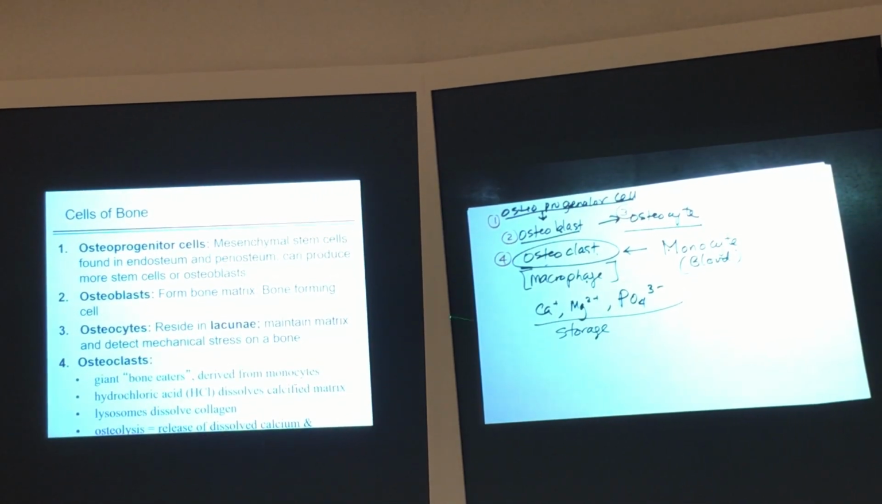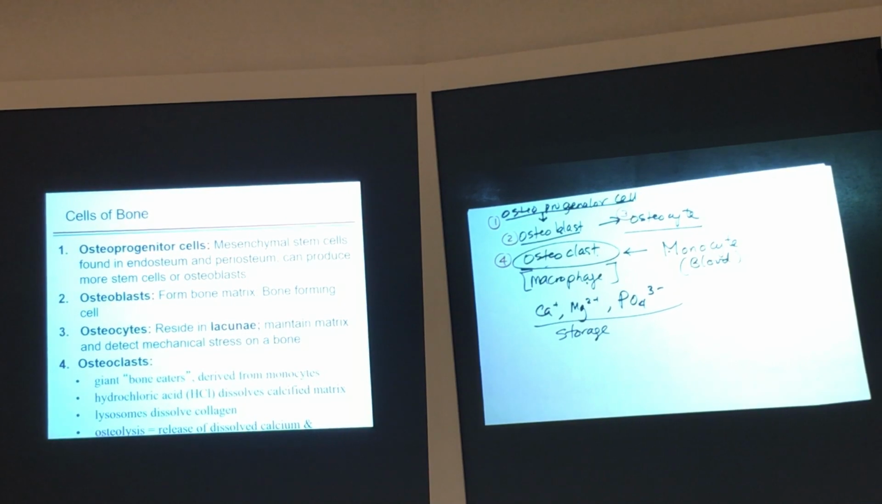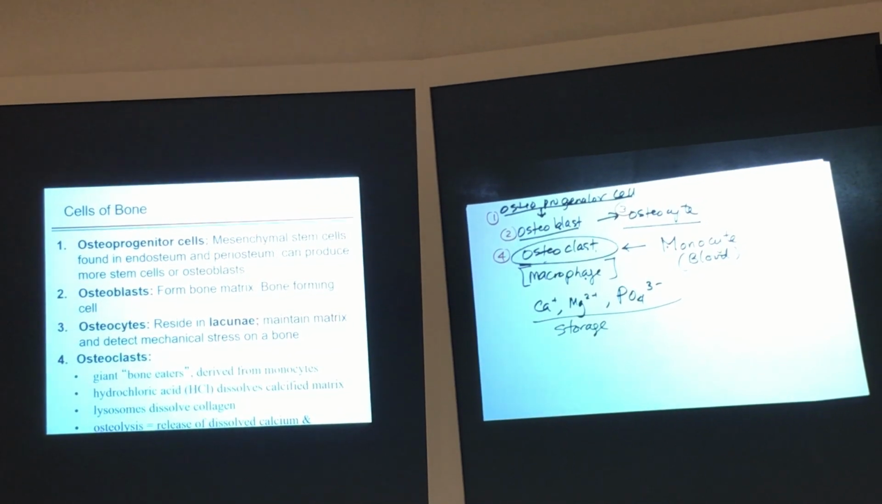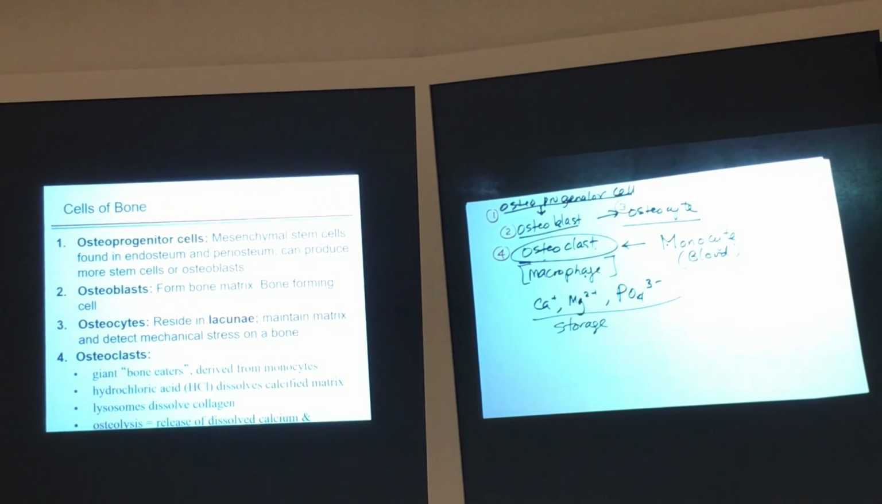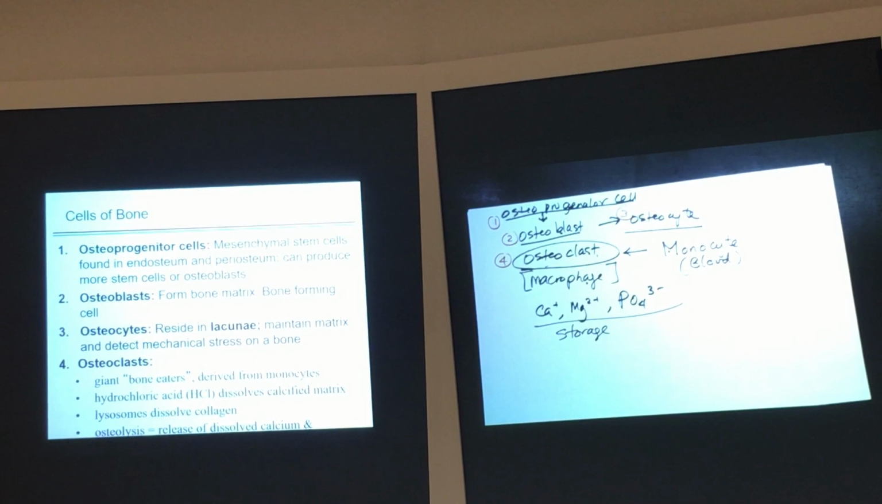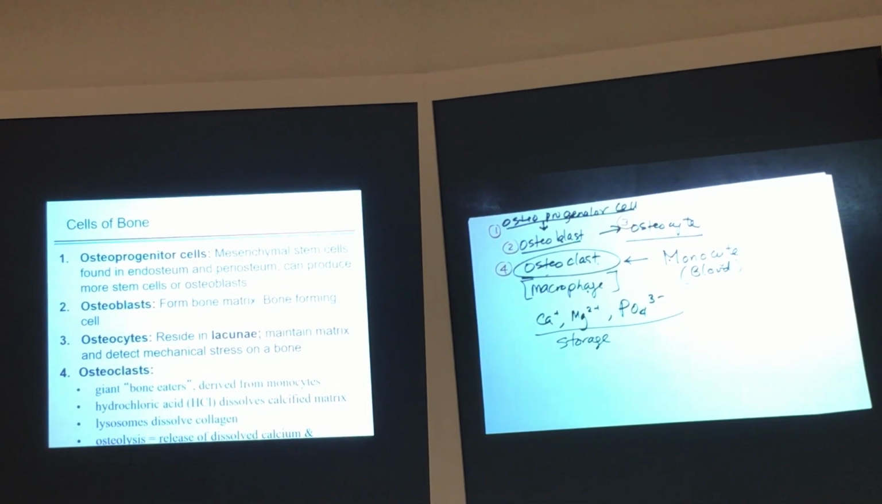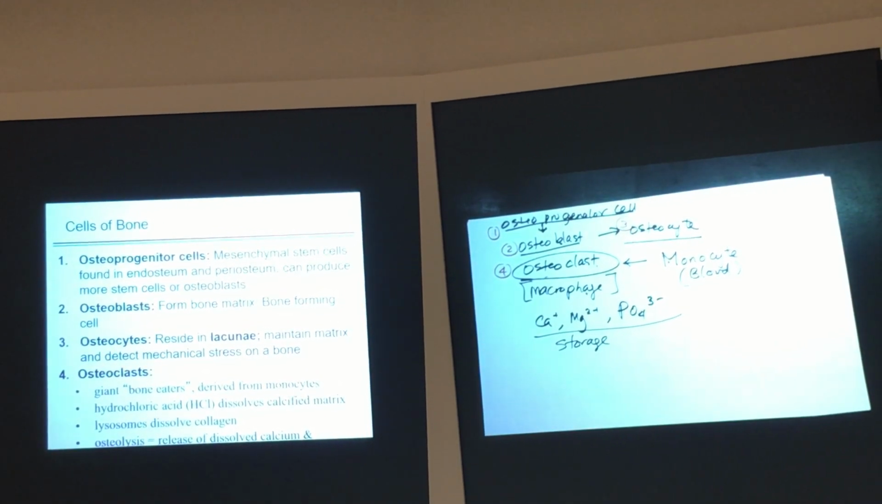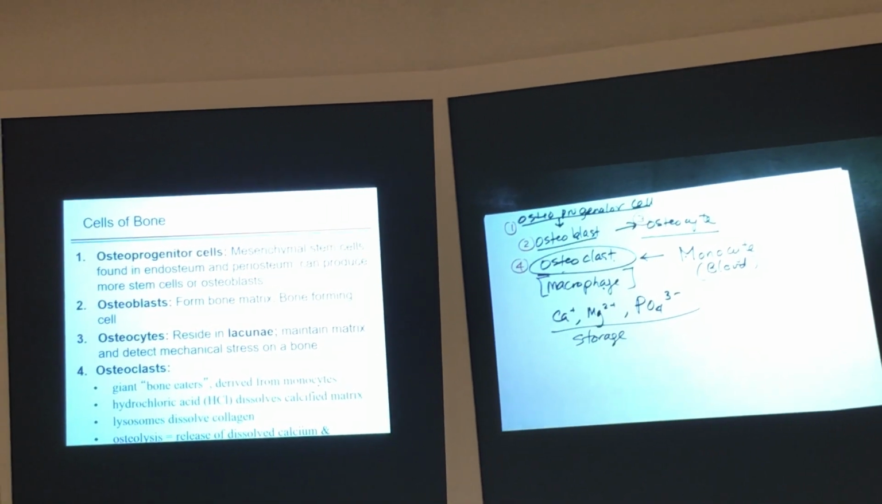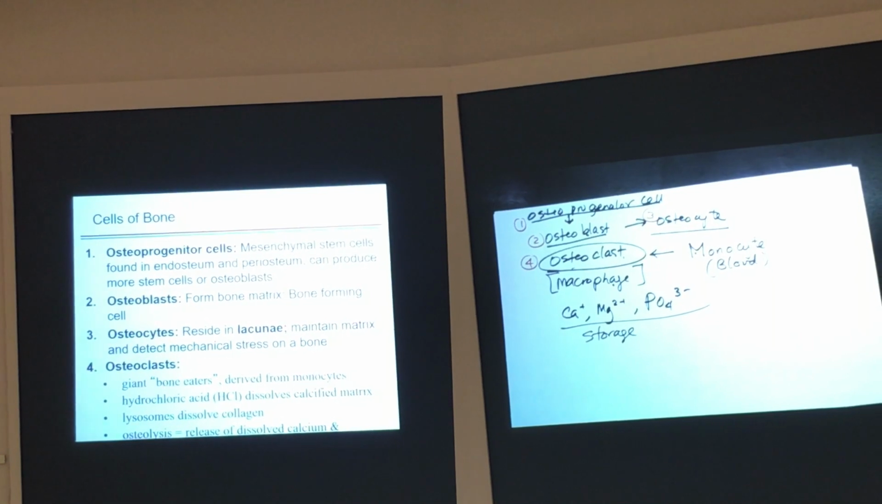So basically, these 4 are here listed. This is the stem cell which gives rise to the osteoblast. Osteoblast forms the bone. That's why it's called bone-forming cell. And as it forms the bone, it will be trapped in that matrix, which becomes osteocyte in a lacuna, but it maintains that matrix. And osteoclast, which is a macrophage, they're called bone eaters.